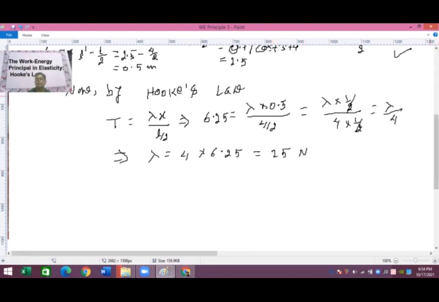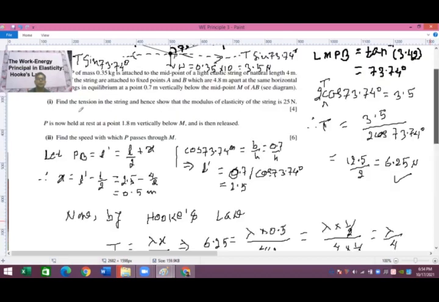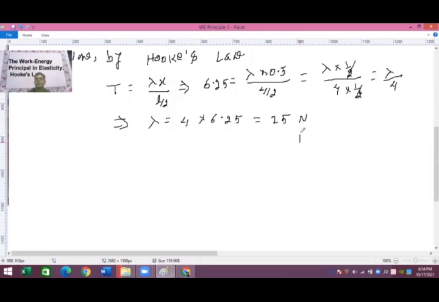Now let's check back to the question. Question says find the tension in the string, that we have already here, 6.25, and hence show that the modulus of elasticity of the string is 25 Newton. So this is proved, that we have to show.